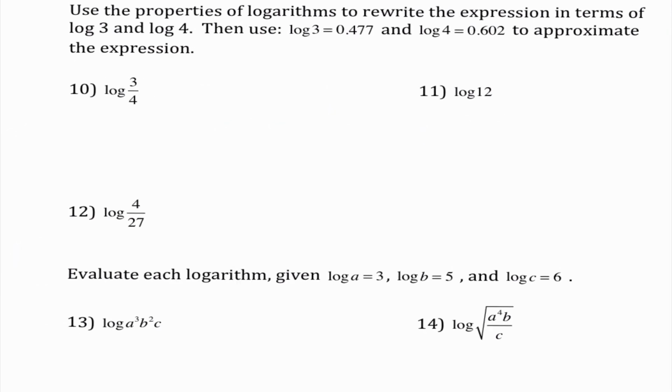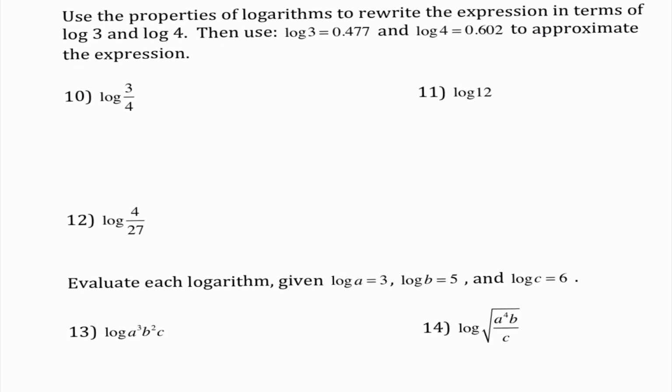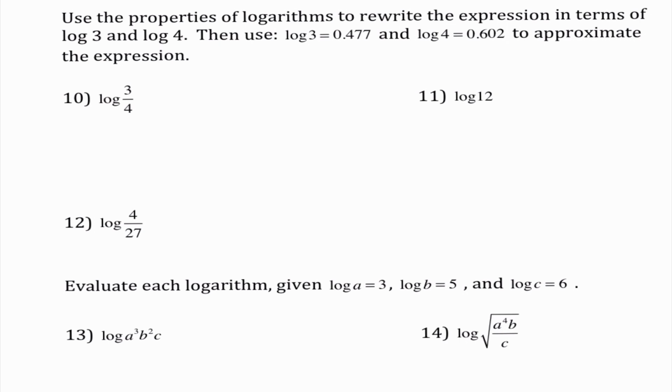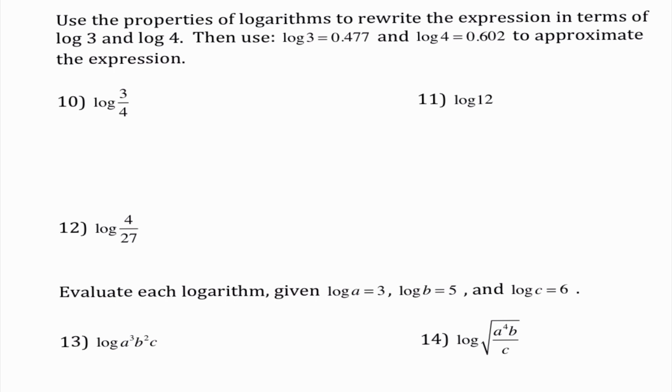So now we're getting into the tough stuff here. I'm letting you guys know there's stuff like this on our test, and if you spend time on the fancy log worksheet and on this, you will be in good shape for that. It says use the properties of logarithms to rewrite the expression in terms of log of 3 and log of 4. Basically, I want to expand into terms of log of 3 and log of 4. Then it gives me the values that log of 3 and log of 4 are equal to in order to approximate the expression.